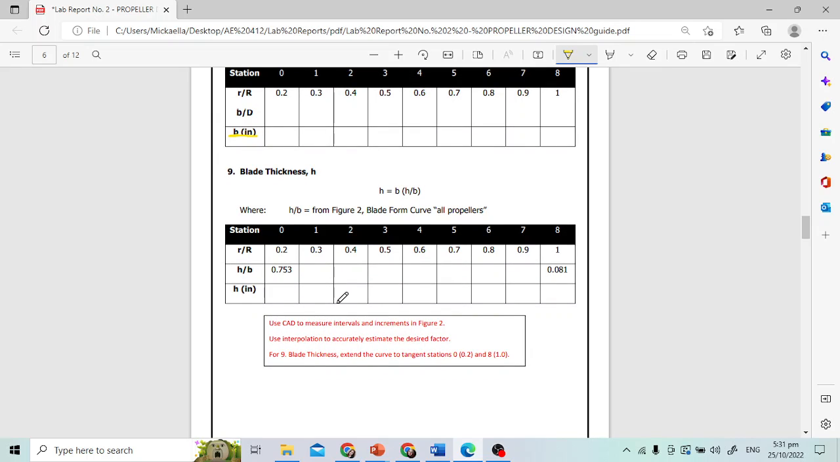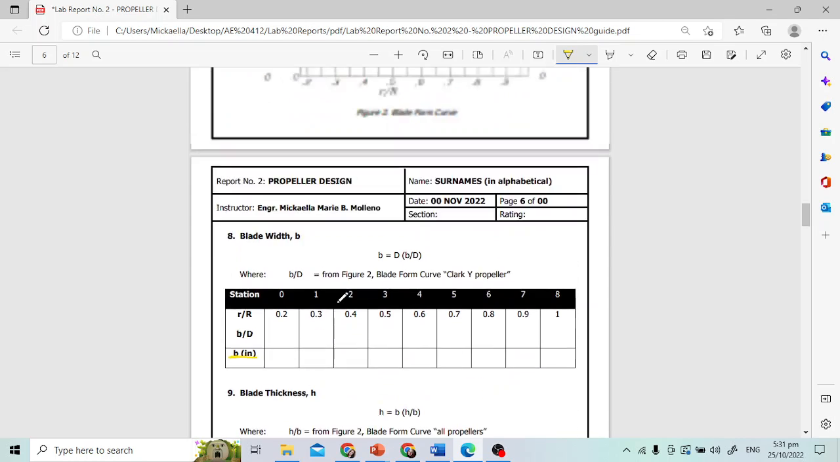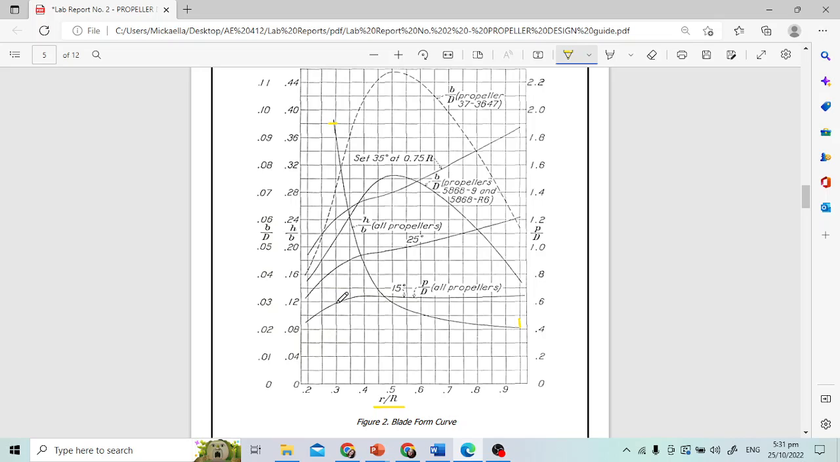value. So, again, you would use the blade form curve again using yung ating R over R, project up, then when it hits the curve, project to the left kasi as we go back, andito yung ating H over B. Ayun siya. H over B natin ay nasa left side. Okay, so again, use CAD to do so, to project.